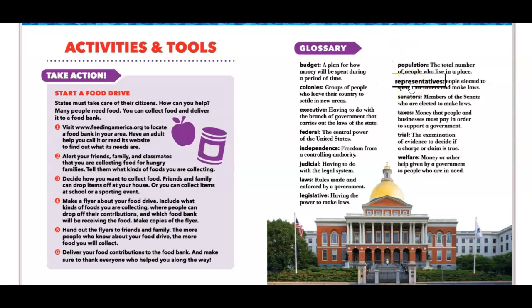The next bold word is representatives, people elected to speak for others and make laws. The next bold word is senators, members of the Senate who are elected to make laws. The next bold word is taxes, money that people and businesses must pay in order to support a government. The next bold word is trial, the examination of evidence to decide if a charge or claim is true. The next bold word is welfare, money or other help given by a government to people who are in need.